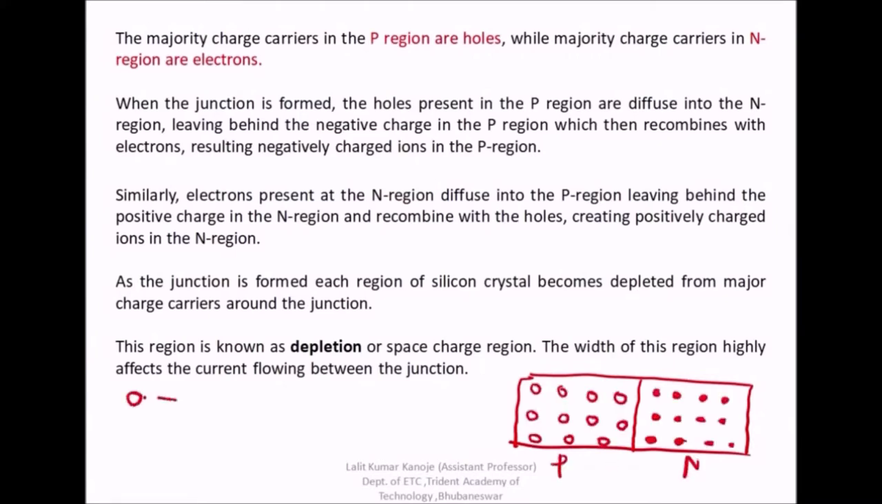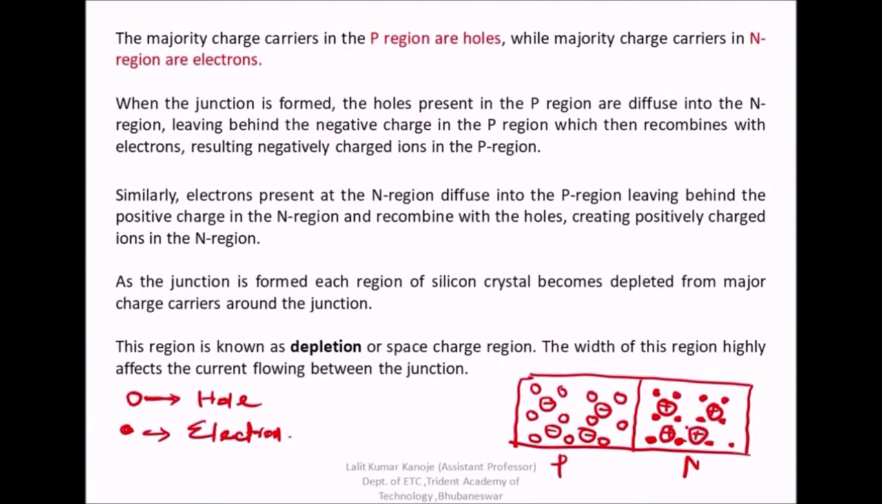This particular symbol is for hole and this one is for your electron. What are the minority charge carriers in p-type semiconductor? So the electron I am showing with the negative charge, and it is a minority, so I am showing it with a smaller number. And in n-type semiconductor I am showing the plus sign. So these are the minority charge carriers.